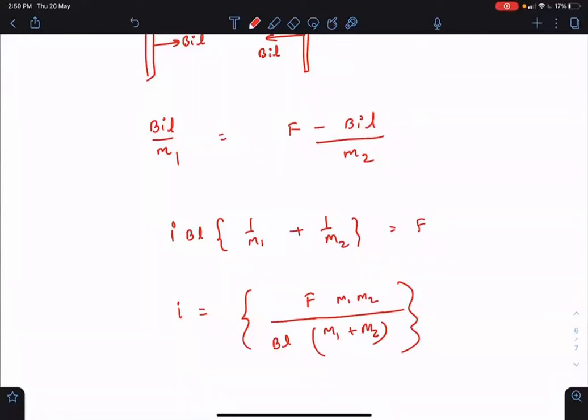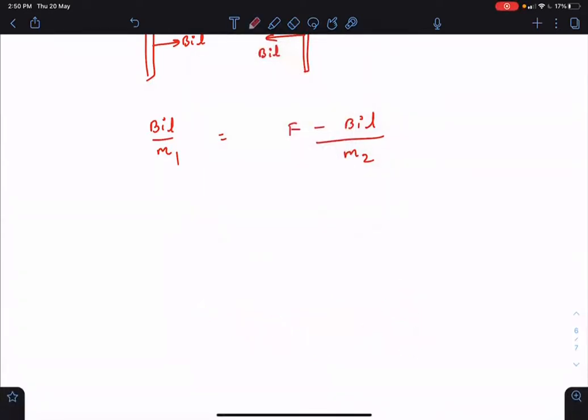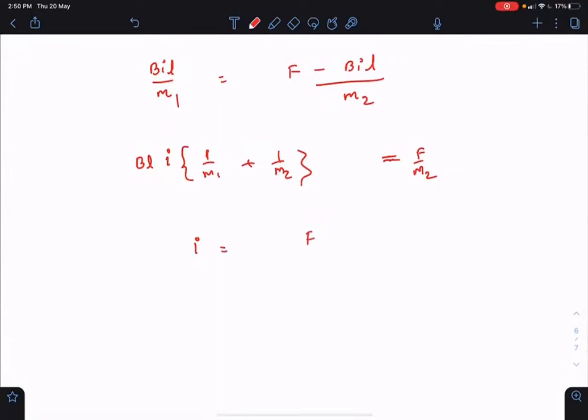I think I made a mistake here. M2 will also come in the numerator, sir. Let me just rub this. So we have to find out the current. I will take the current common, and B and L also I will take. F by M2 was there, and then the remaining thing is the same, 1 by M1, 1 by M2. So the current finally will be equal to F M1 by M1 plus M2 into BL. So this is the final current.